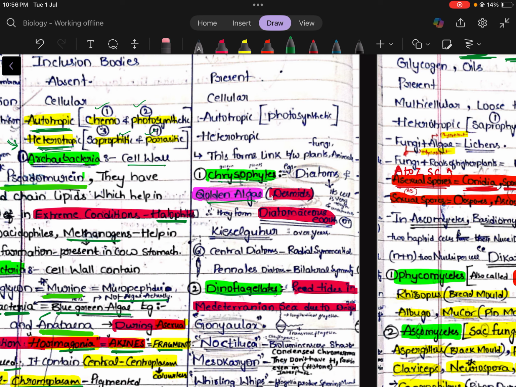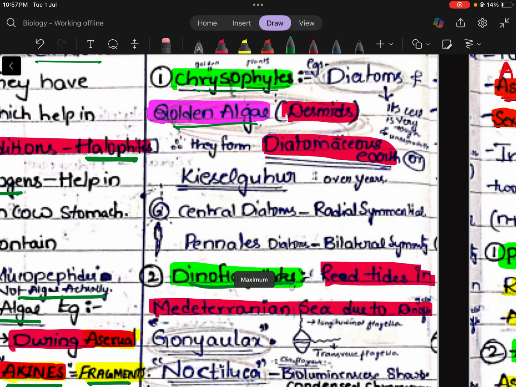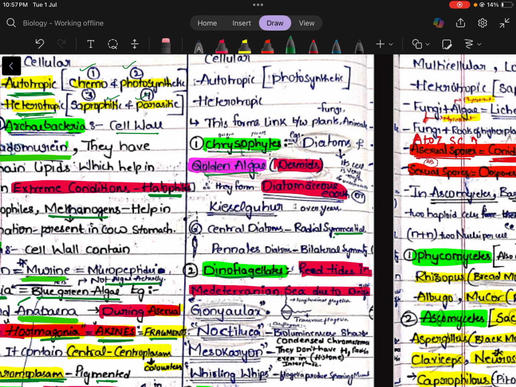Over years. So there are two symmetries seen in these diatoms. One is centric diatoms and the other is pennate diatoms. Centric diatoms show radial symmetry, pennate diatoms show bilateral symmetry.